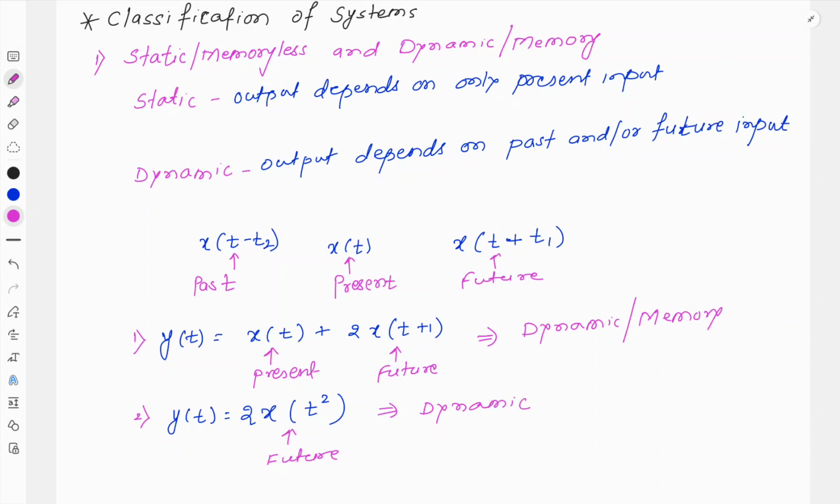So in this way, we can classify the systems as static and dynamic depending on the values of inputs as present, past and future. So remember, if output is only dependent on present input, system is static. If output is dependent on either past or future or combination of it along with the present, then system is said to be dynamic system.